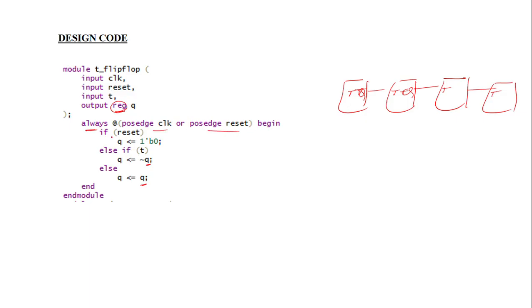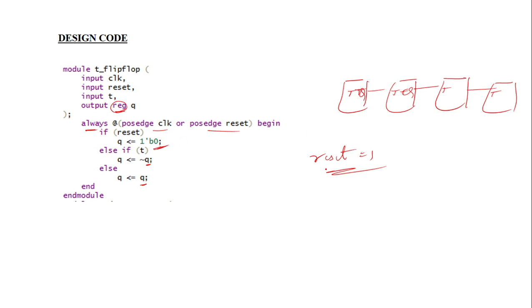So begin. If reset is equal to 1, what will happen? Your flip-flop is going to be reset. It is like restarting your phone: it starts from the beginning. When your flip-flop is reset, it will start from the initial state. What is your initial state? 0. So it will assign the output as 0.